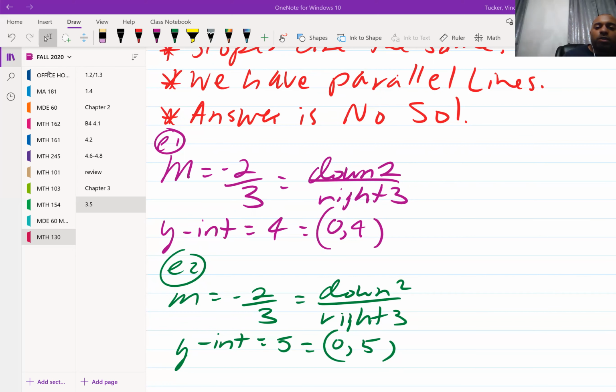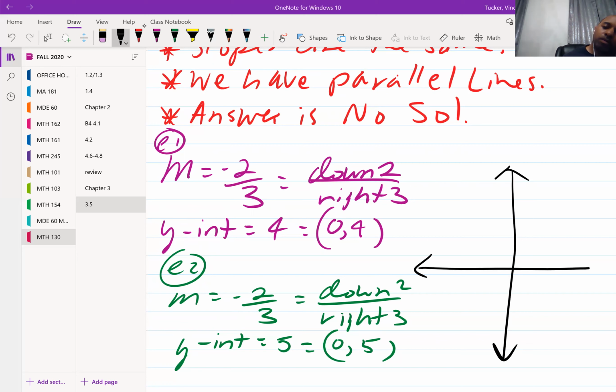All right, questions on that info before we use it to graph? All right, so graph your equation 1. Graph that point first. So (0, 4), so I'm going up on the y-axis at 4. Then from that point, I go down 2, right 3.